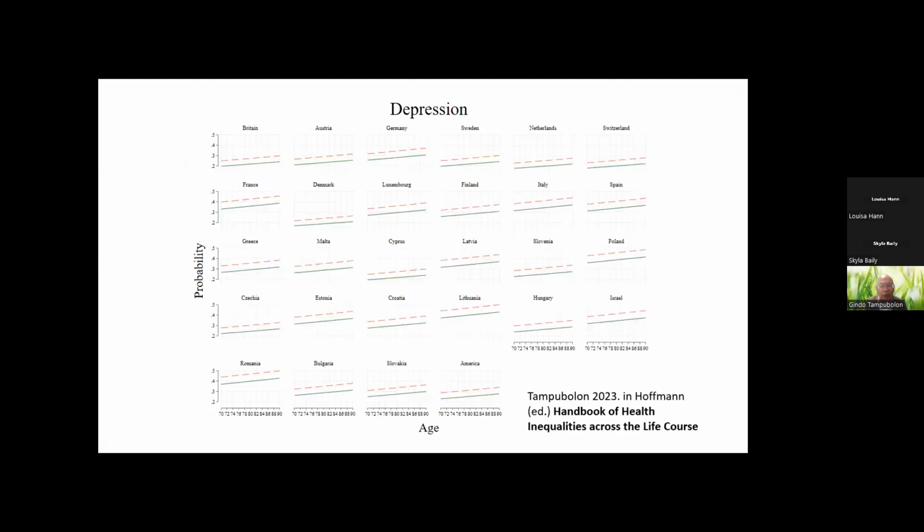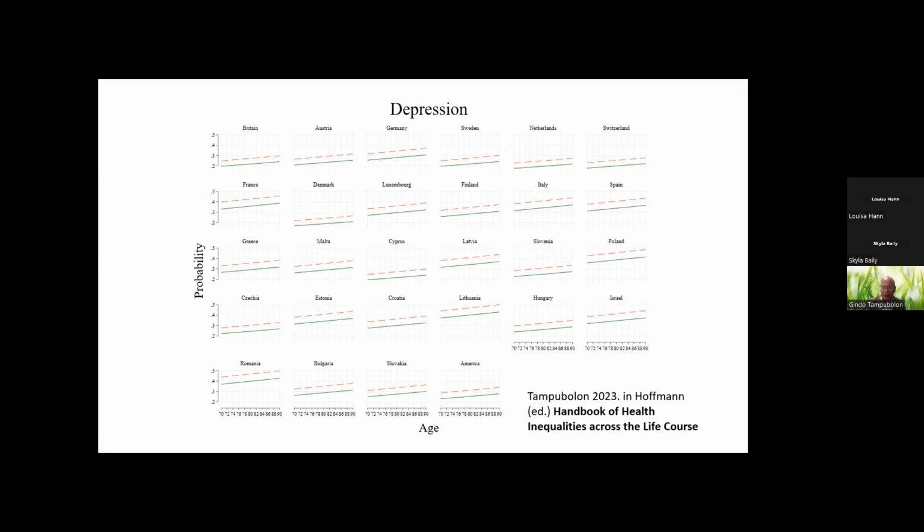Here is depression in the 28 countries that I mentioned earlier. The top left is Britain, Austria, Germany, Sweden, Netherlands, Switzerland, that's the first row, and so on. I'm not going to read all of them to you, but the last one is America. Consistently, I use the red dashed lines to mark those who are childhood poor, and the continuous green line to mark those who were childhood non-poor. As you can see, depression is more prevalent, with higher probability, among those who are childhood poor. I'm not going to show you the confidence intervals. Trust me, it is significant.